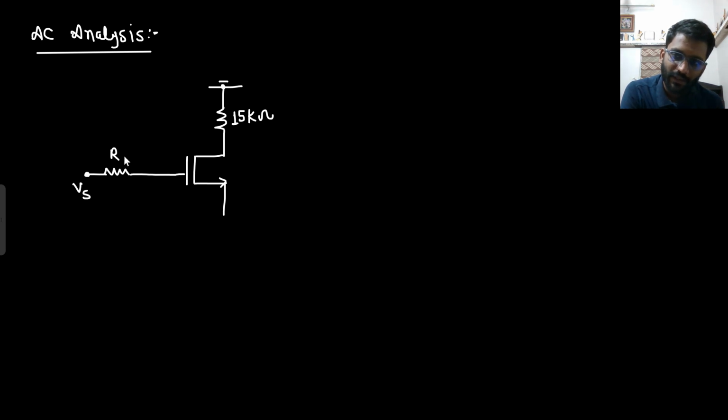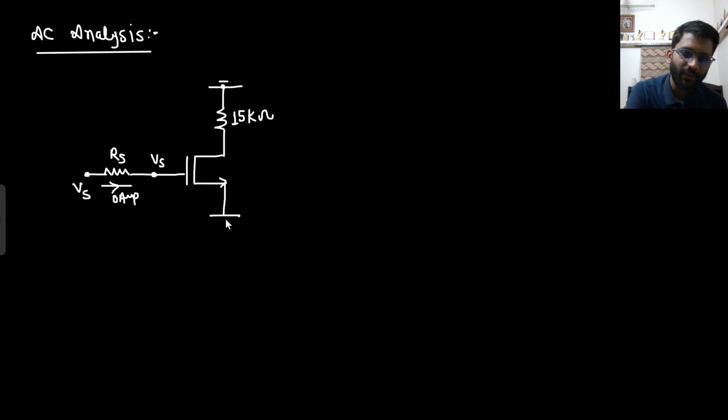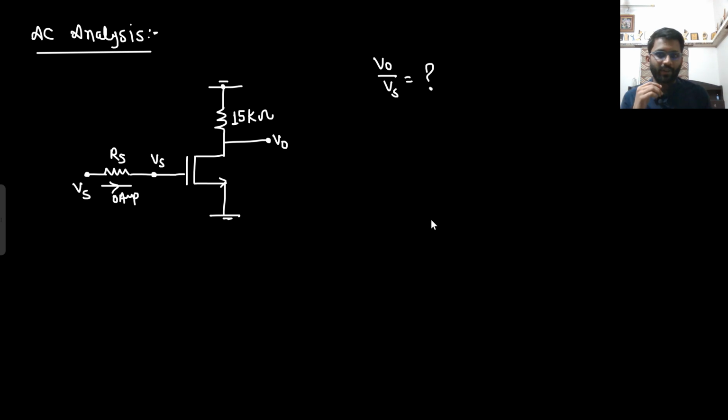Vs, Rs. Now since Rs is having 0 ampere current, this particular node will be Vs only, right? And this 3 volt, minus 3 volt will also be grounded. Here it was 3 volt, here it was minus 3 volt, both are grounded. And this is your V naught. You need to find V naught by Vs. This is what you need to find. This potential is Vs only.